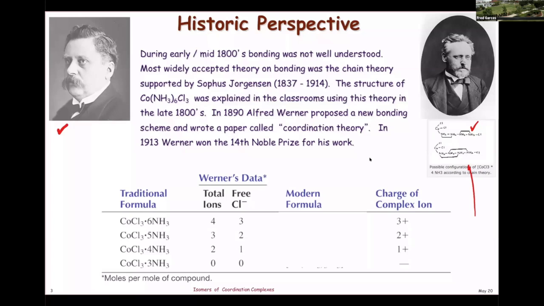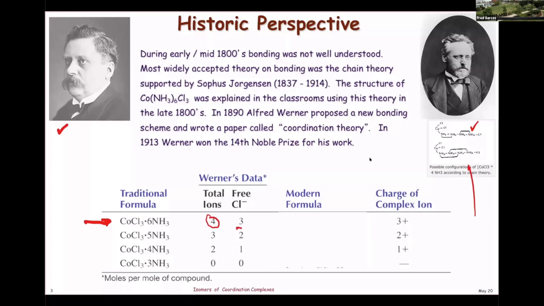Werner, on the other hand, did some experiments and he found out that if you've got a cobalt, because they can do chemical analysis, they can take a compound and figure out what the elements are that make that up. He found out that if you had a cobalt with 3 chlorides and 6 ammonia, and you put it in water, you can test the conductivity, and the conductivity was proportional to the number of free chlorides. And they could do chloride tests. So when this was put in water, you had 4 total ions formed in solution, and 3 of them were chlorides.